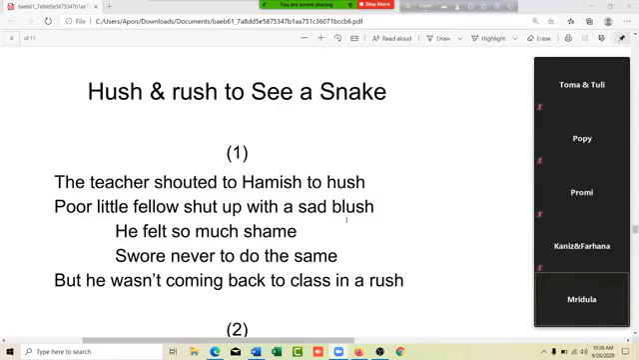Hush and rush to see a snake. The teacher shouted to Hamish to hush. Poor little fellow shut up with a sad blush. He felt so much shame, swore never to do the same. But he wasn't coming back to class in a rush.